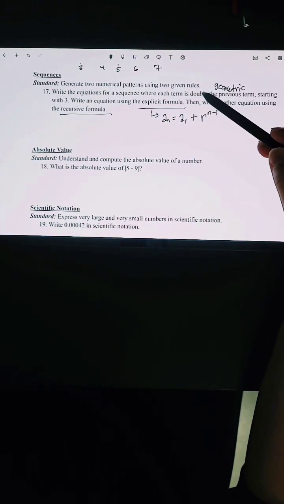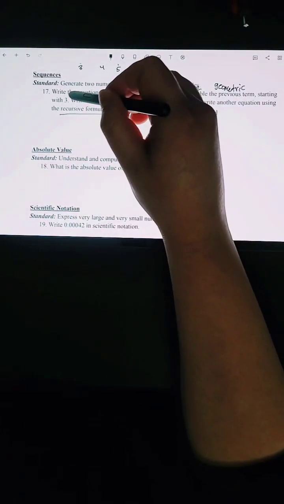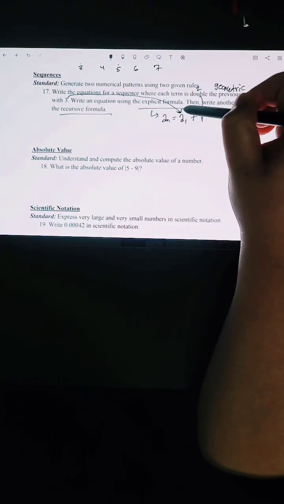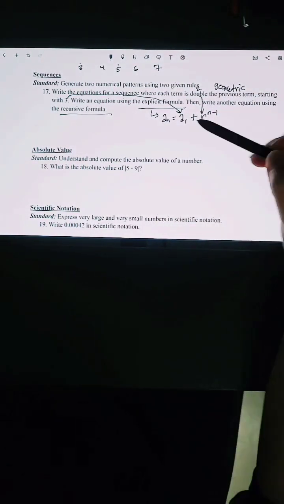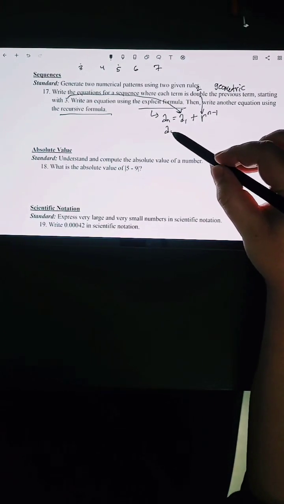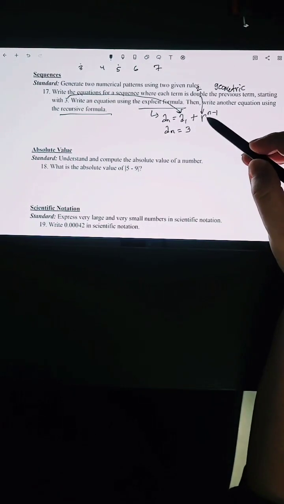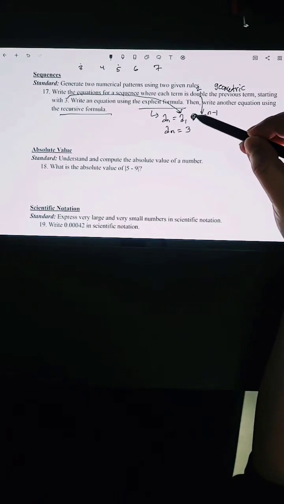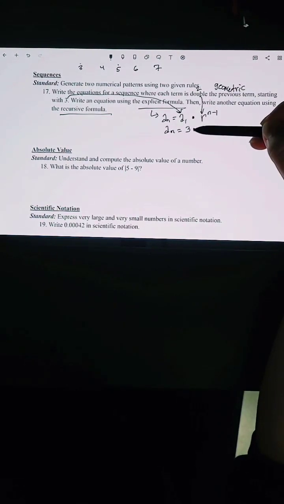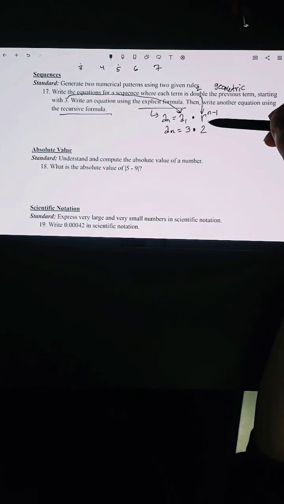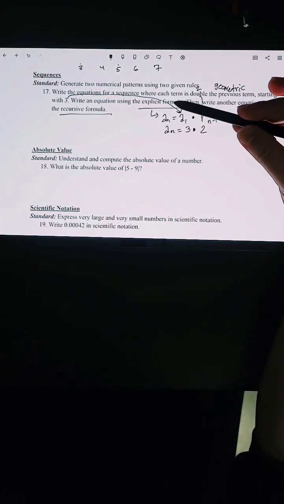So it says we're doubling, so r has to be 2. And then they told us that our first term is 3, so a1 has to be 3. Oh wait, sorry, I meant to put times. I don't know why I wrote a plus there. That was dumb. This is supposed to be times, and then times 2, our common ratio that we're multiplying by, to the n minus 1 power. So that's how you would set up the explicit formula.